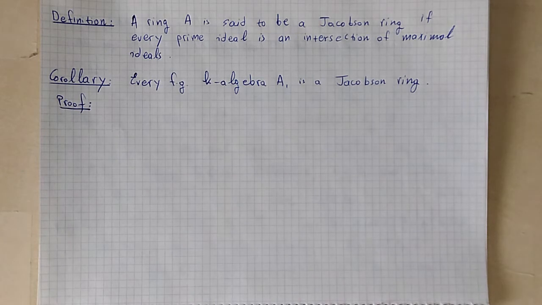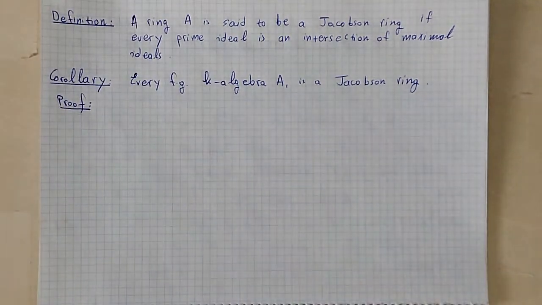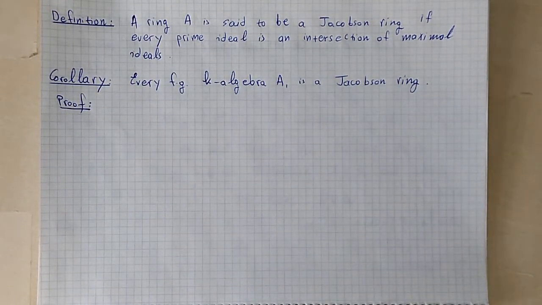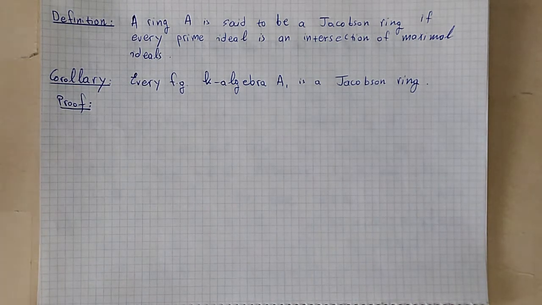And the corollary says that every finitely generated K algebra, let's call it A, is a Jacobson ring. So in other words, every prime ideal of a finitely generated K algebra can be written as an intersection of maximal ideals. And in fact, we're going to prove that every prime ideal P is the intersection of all the maximal ideals of the ring containing P.